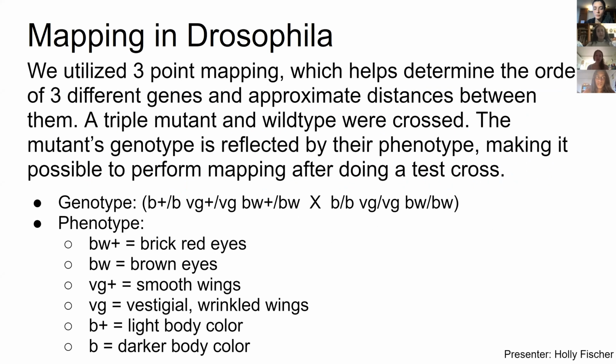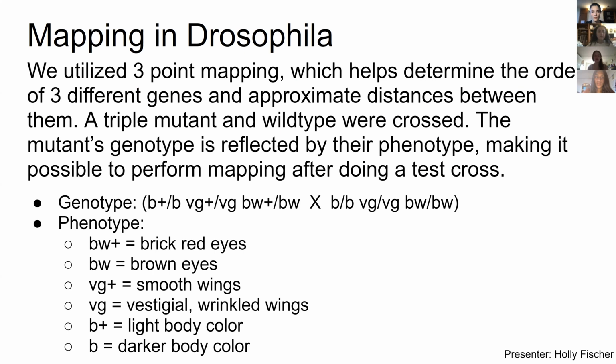3-point mapping is used to construct a 3-factor map which shows gene-to-gene distances. In this experiment, we used Drosophila, crossing a triple mutant and a wild type. The genotype of the wild type is B+/B+, BG+/BG+, BW+/BW+, meaning light body color, smooth wings, and brick red eyes, respectively.